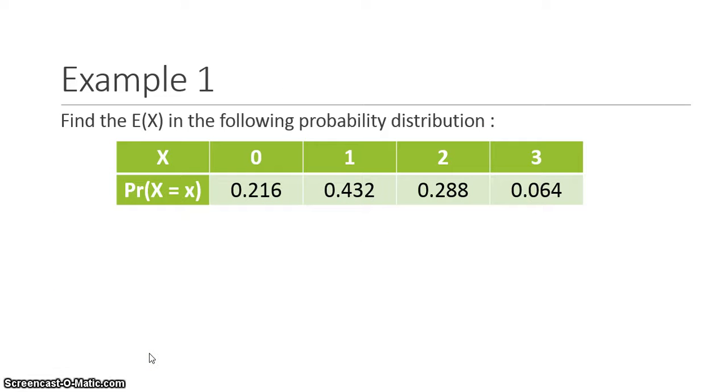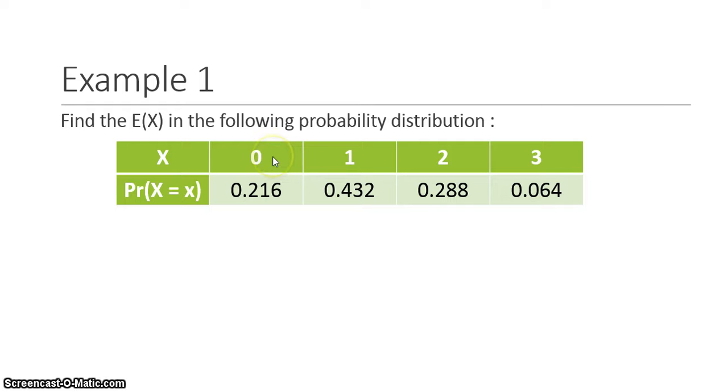To illustrate, let's look at this example here. We have a probability distribution given. Here are the values that x can take, 0, 1, 2 and 3, and here are their associated probabilities, 0.216, 0.432, 0.288 and 0.064. So to calculate the expectation of x here, all we need to do is to multiply each value of x in the table by its associated probability.